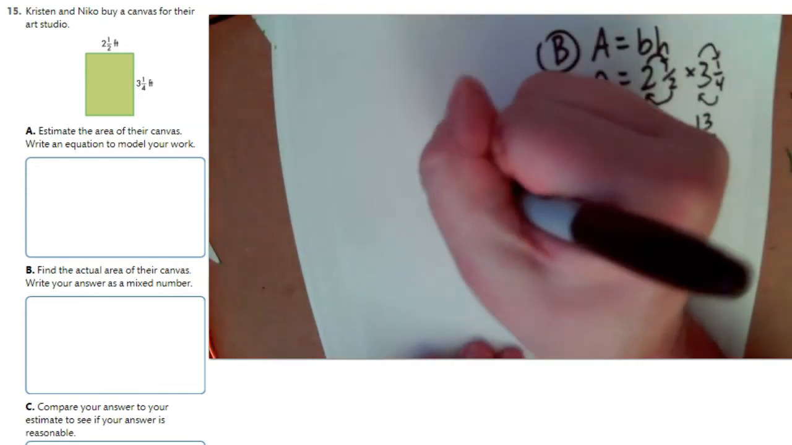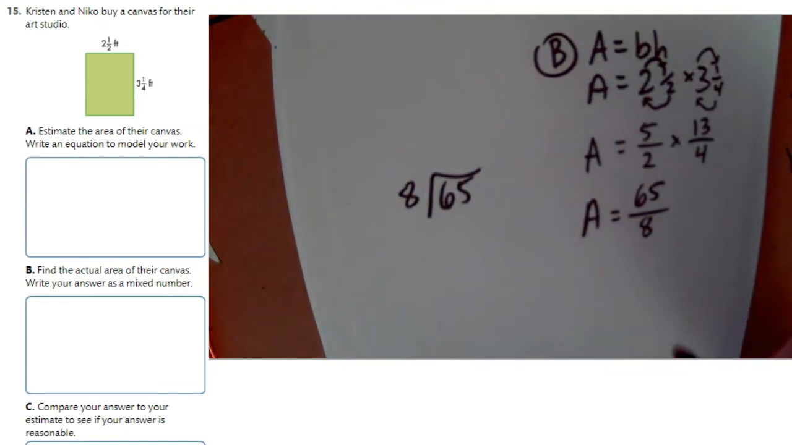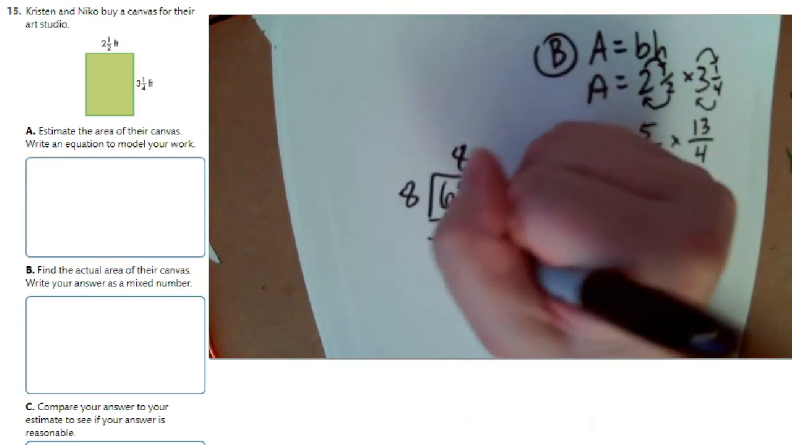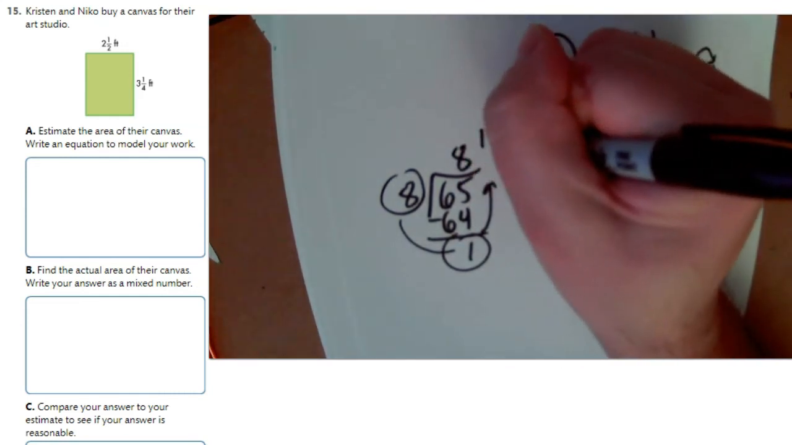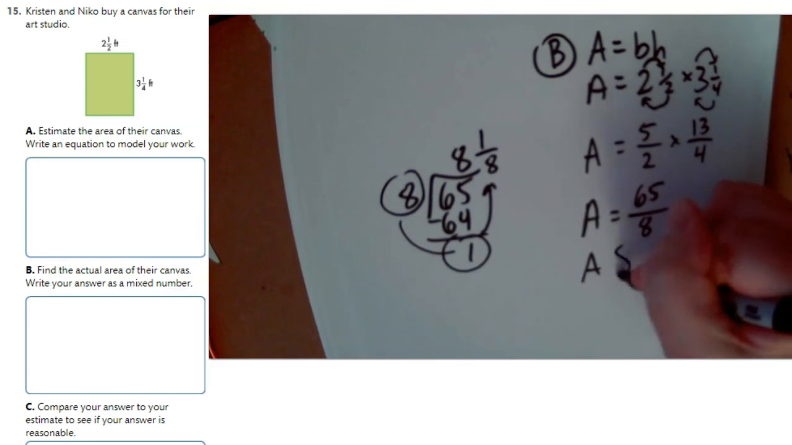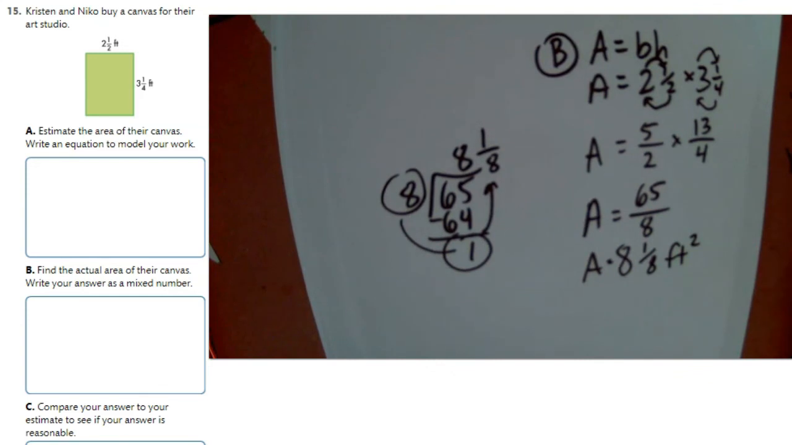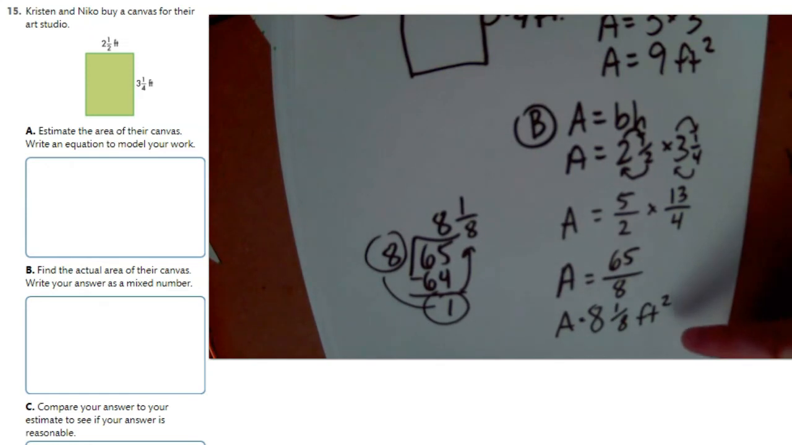So I'll take 65 divided by 8. 8 goes into 6? Nope, it doesn't. 8 goes into 65? Well, yes, it does. 8 times 8 is 64. It goes in 8 times. That's 64. I subtract and get 1. Use my divisor. Use my remainder. It becomes my new fraction. I get 8 1/8 square feet. Letter C says compare your answer to your estimate to see if your answer is reasonable. And my answer for the estimate was 9 square feet. My real answer is 8 1/8 square feet. So yeah, that's pretty reasonable, pretty close.